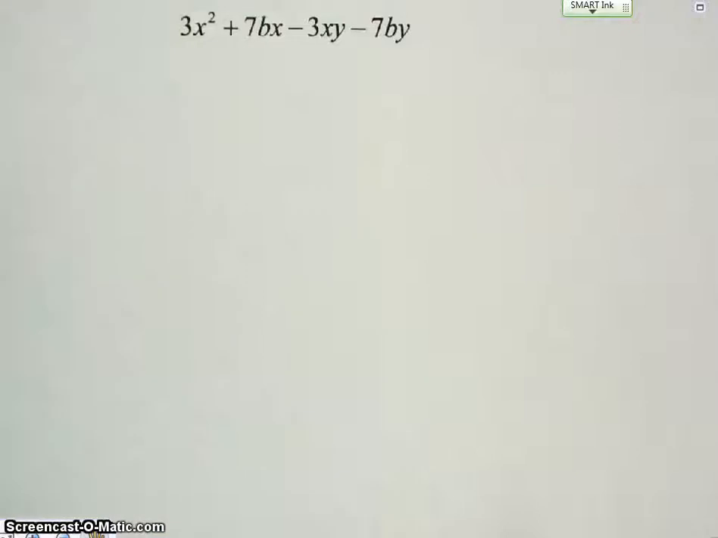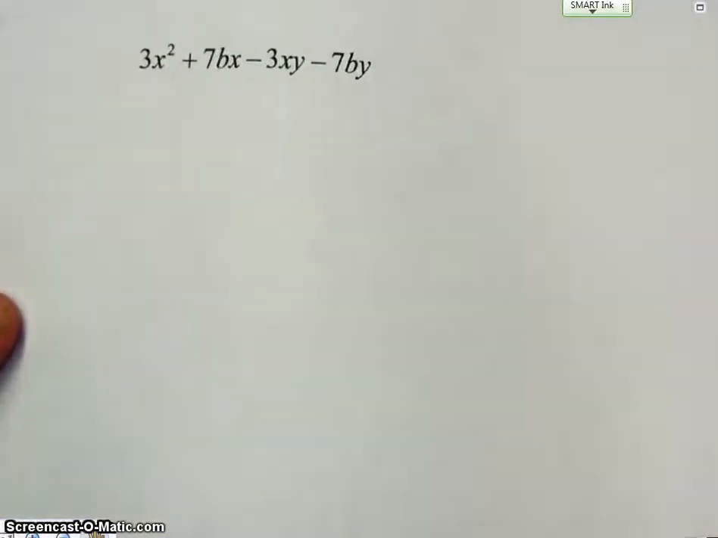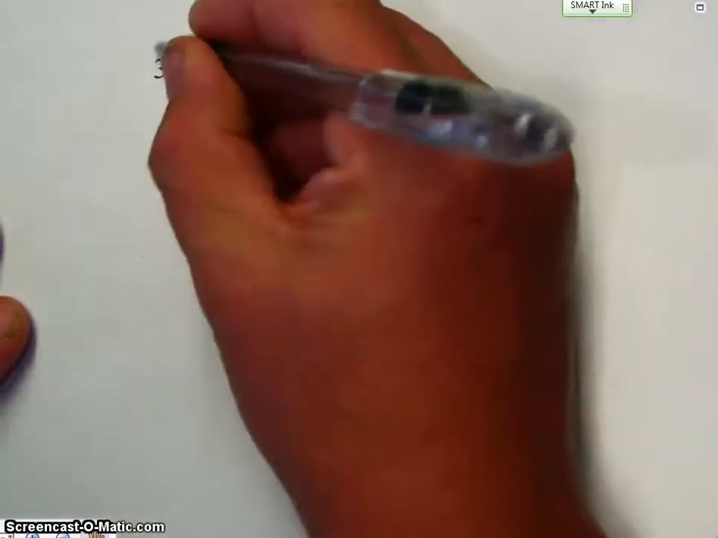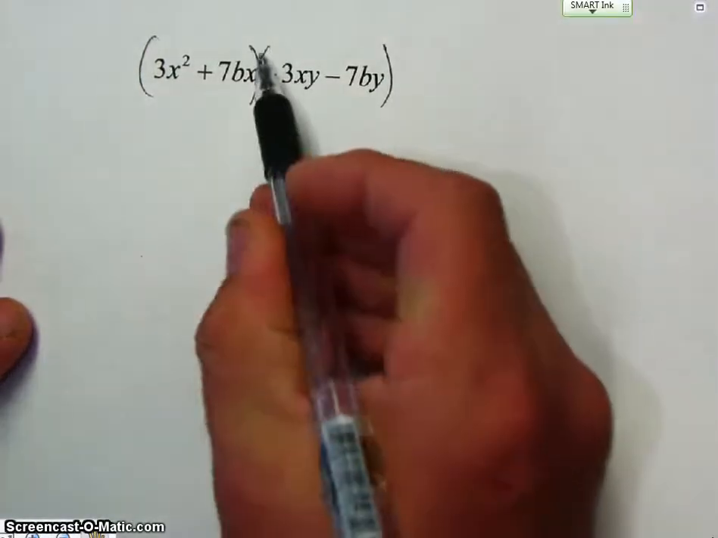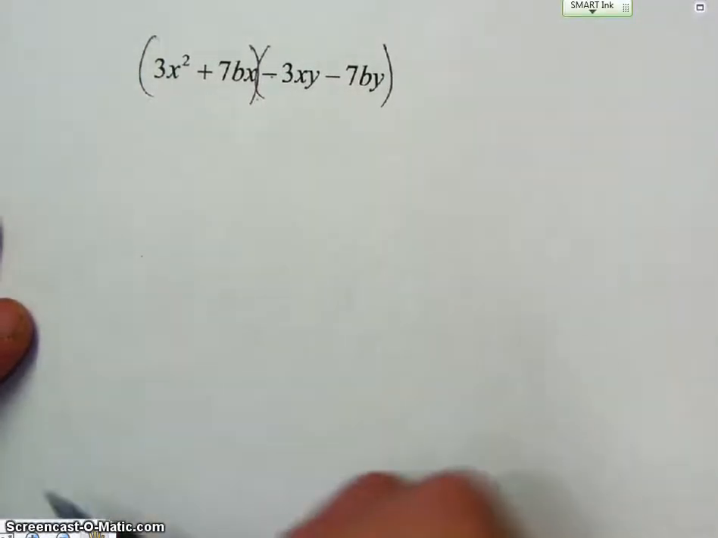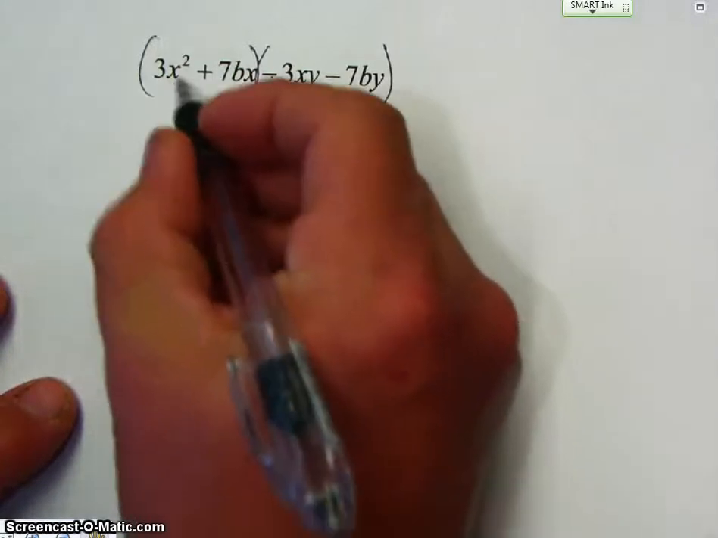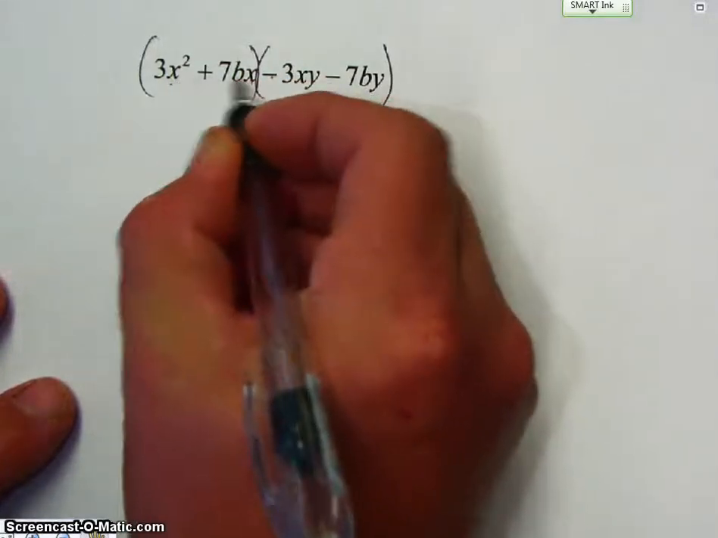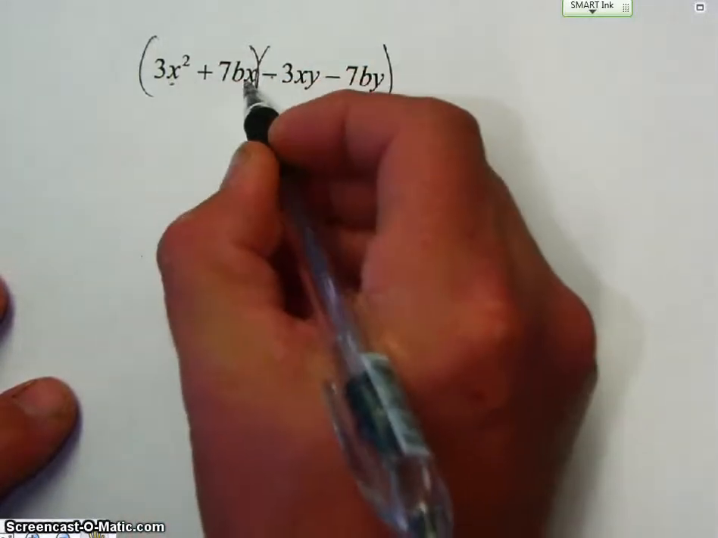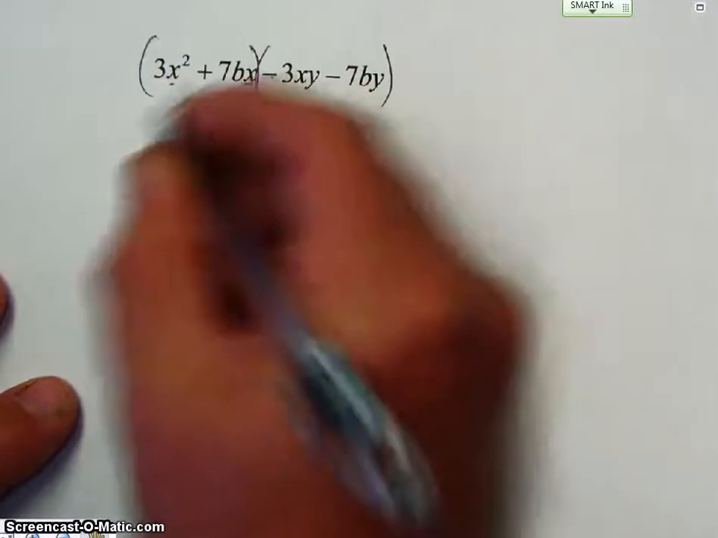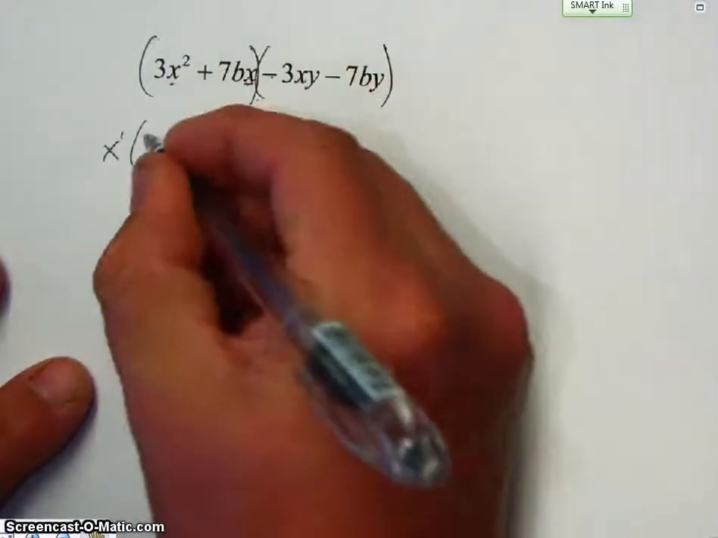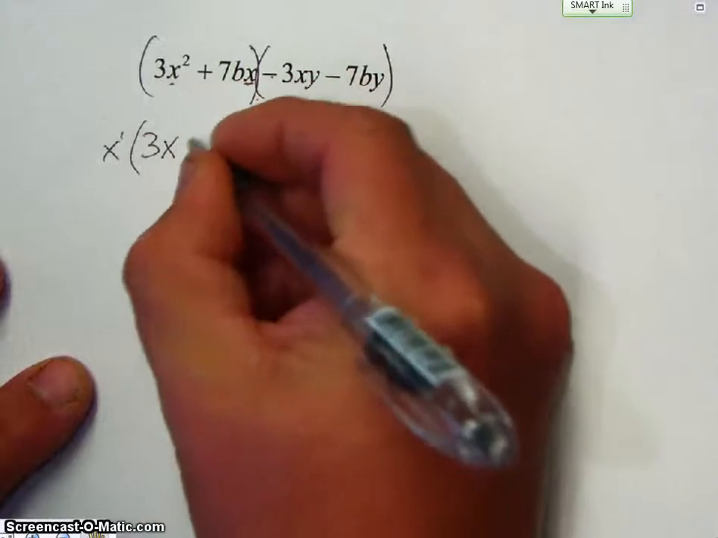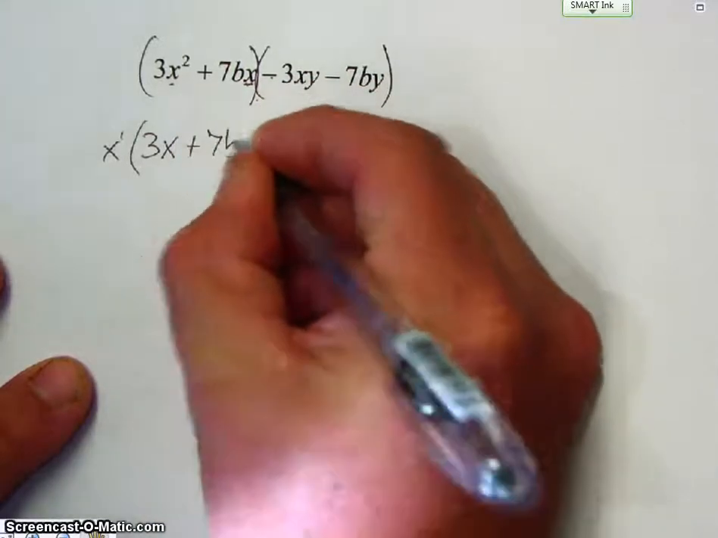All right, let's try another one. Okay, last one. Group the first 2, group the last 2. Now you notice I put the parenthesis in front of the sign. So in this first group, x's are common, but you notice here, this x has the smaller exponent. So that means I have to factor out an x in that one, or x to the first power. So I get 3x plus 7b.